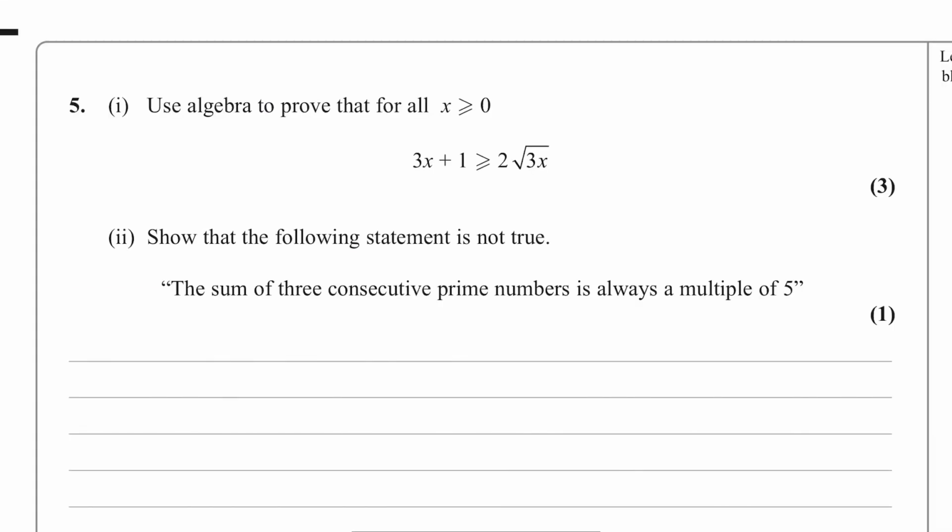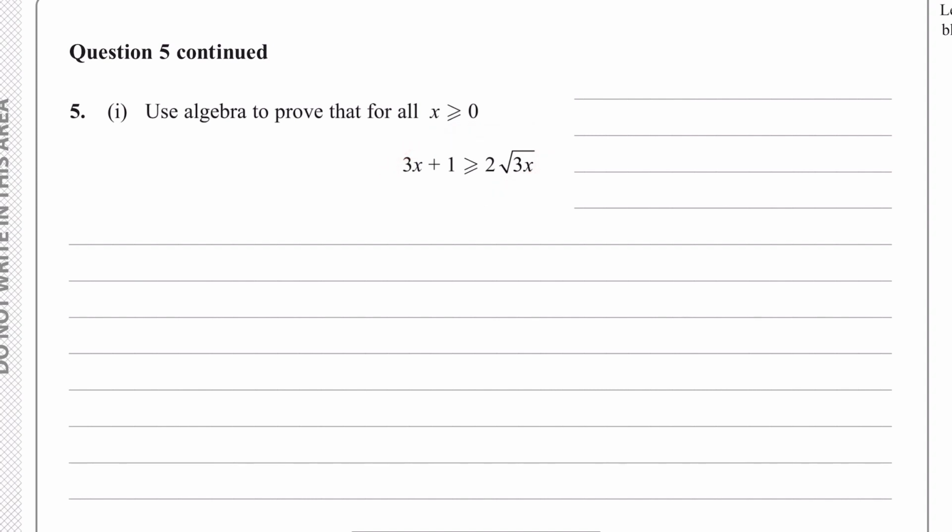Here is problem 5. Use algebra to prove that for all x greater than or equal to 0, 3x plus 1 is greater than or equal to 2 square root 3x. So to solve this one, we have to write down some plan. I'm going to start with 3x plus 1 is greater than or equal to 2 square root 3x. And then we can move 2 square root 3x to the left-hand side. It will be 3x minus 2 square root 3x plus 1. And you can see this term, 3x, we can change the form to be (square root 3x) squared, and then minus 2 square root 3x plus 1.